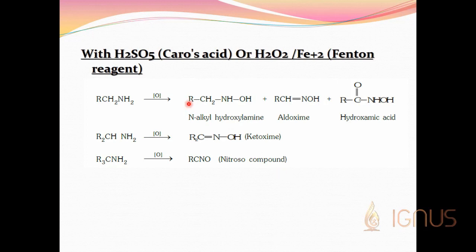With H2SO5, that is Caro's acid. When we treat primary amine with Caro's acid, you will be getting N-alkyl hydroxylamine, aldoxime or hydroxamic acid. If we treat secondary amine, you will be getting ketoxime. If you are treating tertiary amine, you will be getting nitroso compound. This is not such an important reaction.